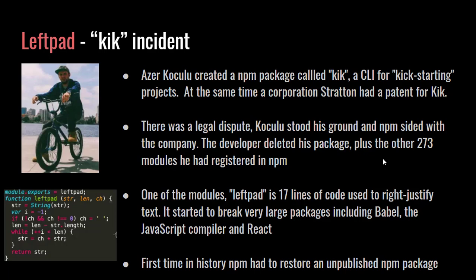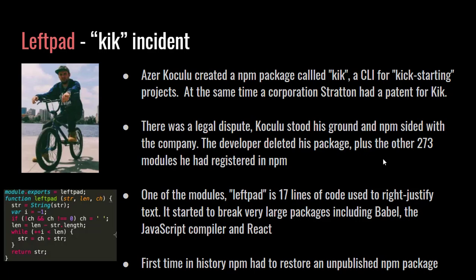No big deal, but what happened was there was actually one module there called left-pad, which was 17 lines of code, which is on the left here, above him on the bike. And it was used just to justify text, something very small, but large packages like Babel, which is a JavaScript compiler, and React, and some of these things all depended on this. So because he unpublished it, hundreds of thousands of projects or different types of applications were all getting an error.